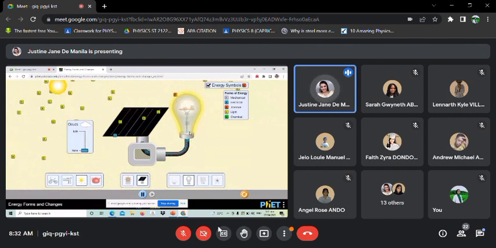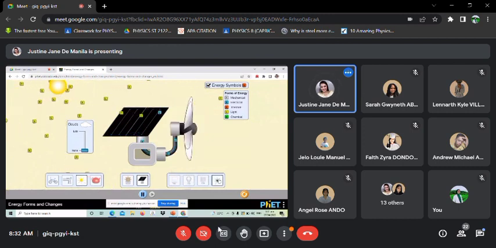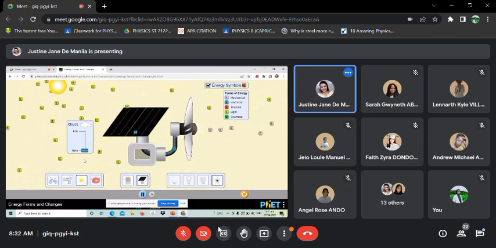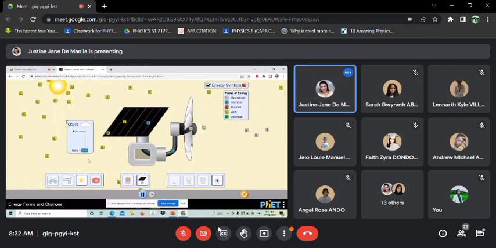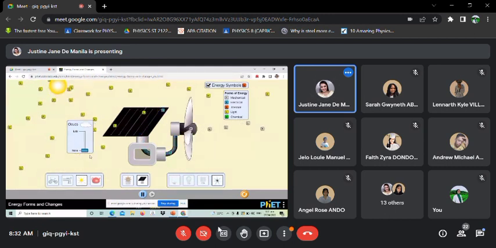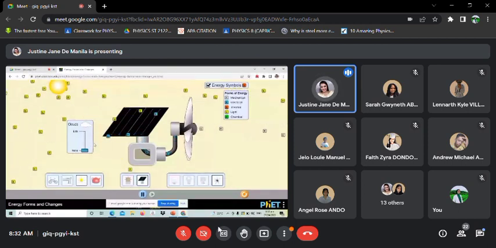So, how about if we replace the light with a fan? Who wants to explain this one? The change in energy. Angel? Wait. Any volunteer from the class?